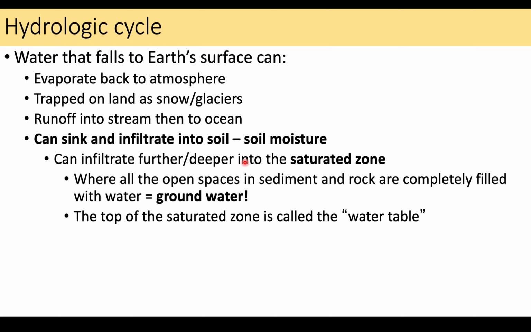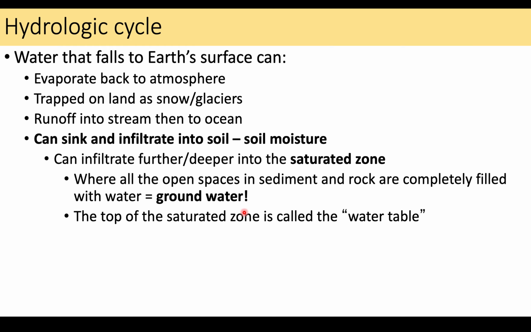It can infiltrate deeper, further downwards, into what we call the saturated zone. This is where the open spaces between bits of rock or sediment are filled with water. So this is groundwater. Groundwater is not an underground lake. A lot of people have that misconception that there's a lake underground that makes up our water table. That's not it at all. It's actually that all of the space in between the different pieces of sediment and rock are filled with water.